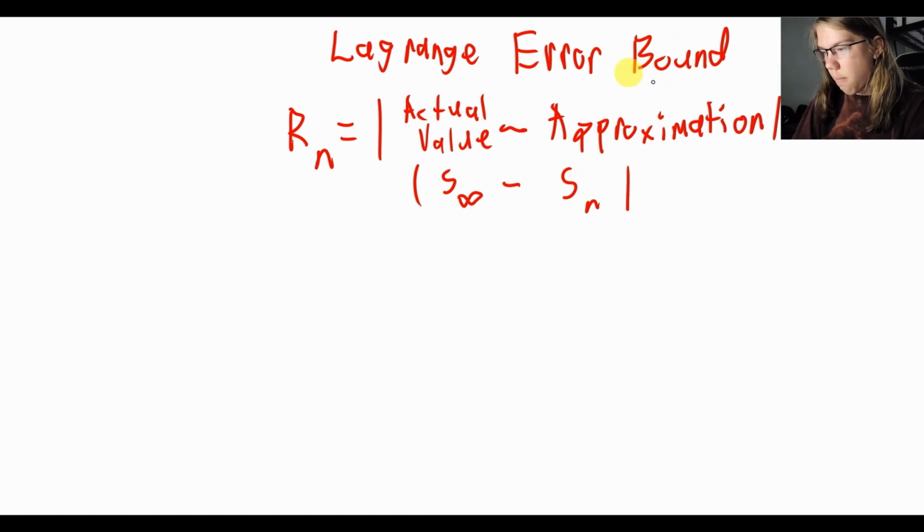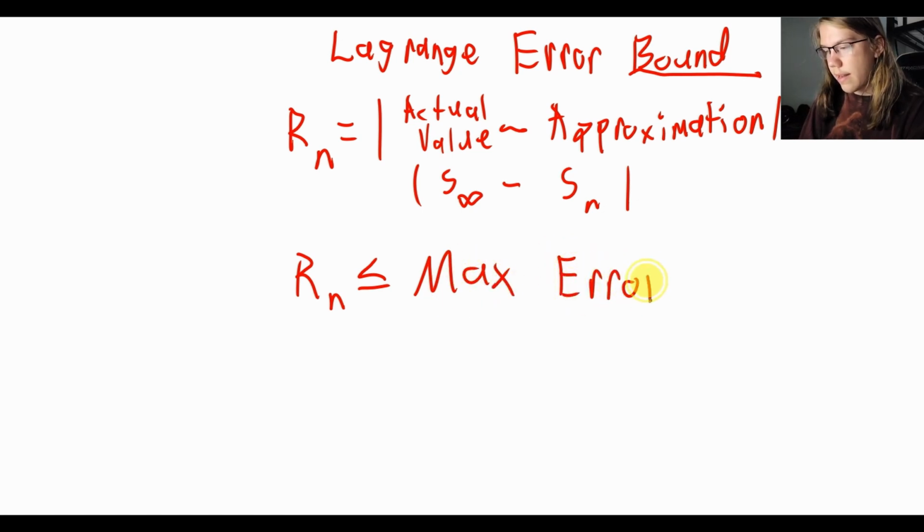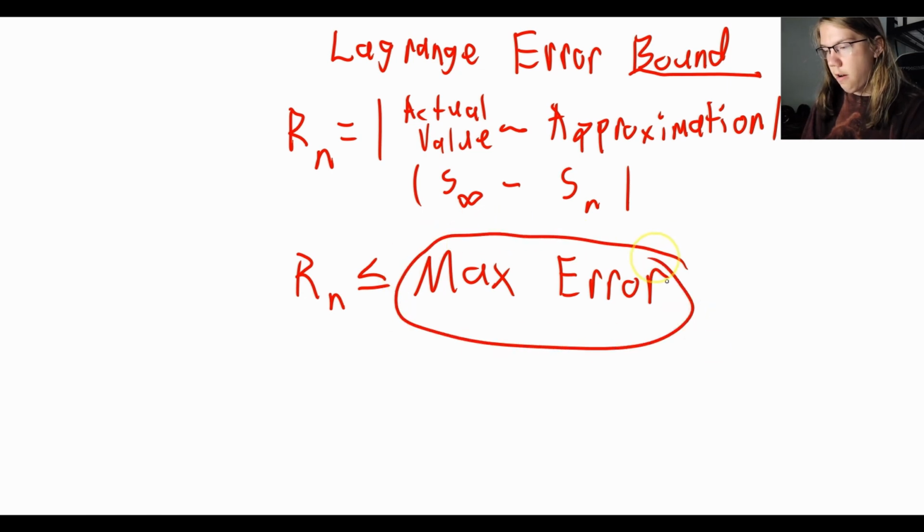Now, an error bound is a worst case scenario maximum possible error, shown by r sub n being less than or equal to some maximum error. Now, how do we find this maximum error?